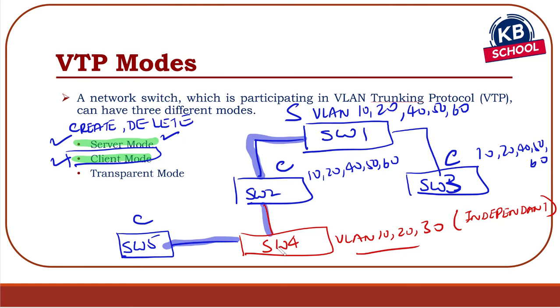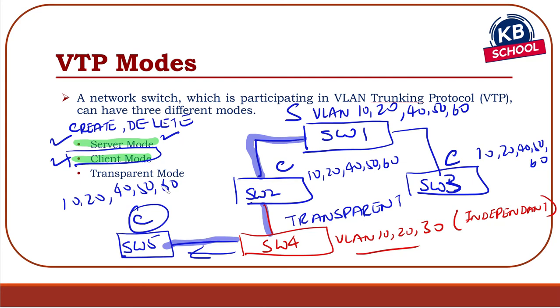When they pass to switch 4, switch 4 will not create 40, 50, 60. It has 10, 20. I manually created them 10, 20, and 30. But switch 4 will pass the information if it is in what mode? In VTP transparent mode. So it allows you the ability to pass the VLANs across to a client, so I can have 10, 20, 40, 50, and 60 created over here.